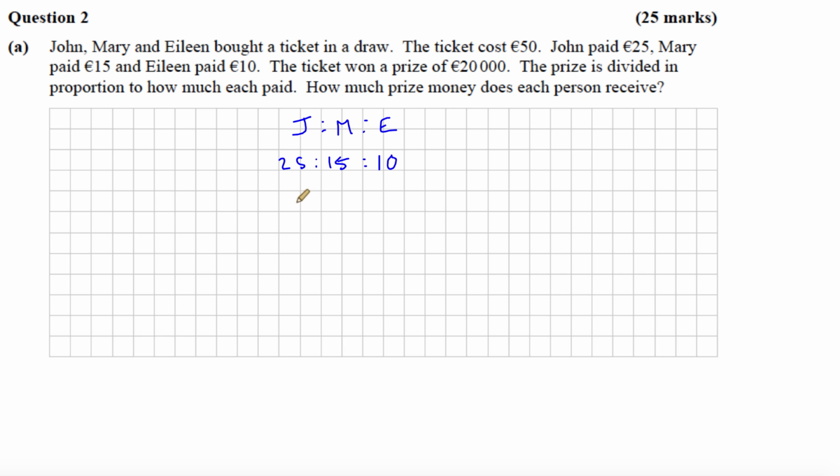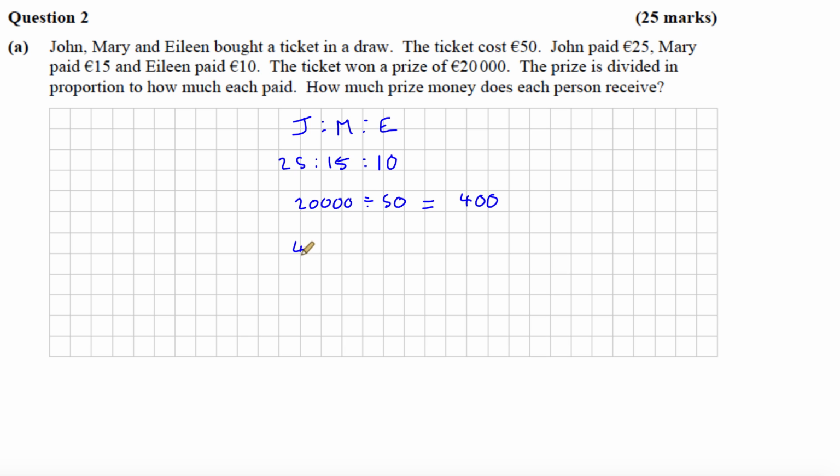So we're going to divide our 20 grand by 50. And 20 grand divided by 50 gives us 400. And then we're going to multiply that 400 by each of these parts.